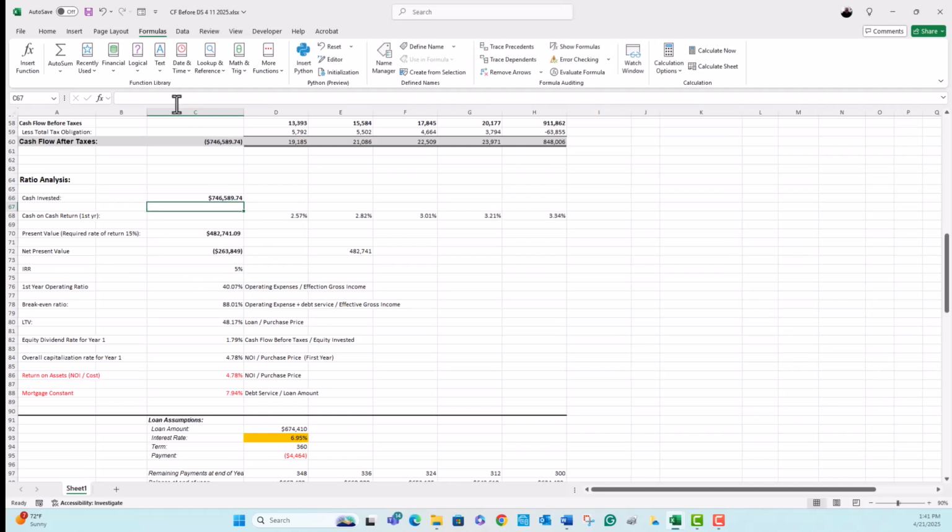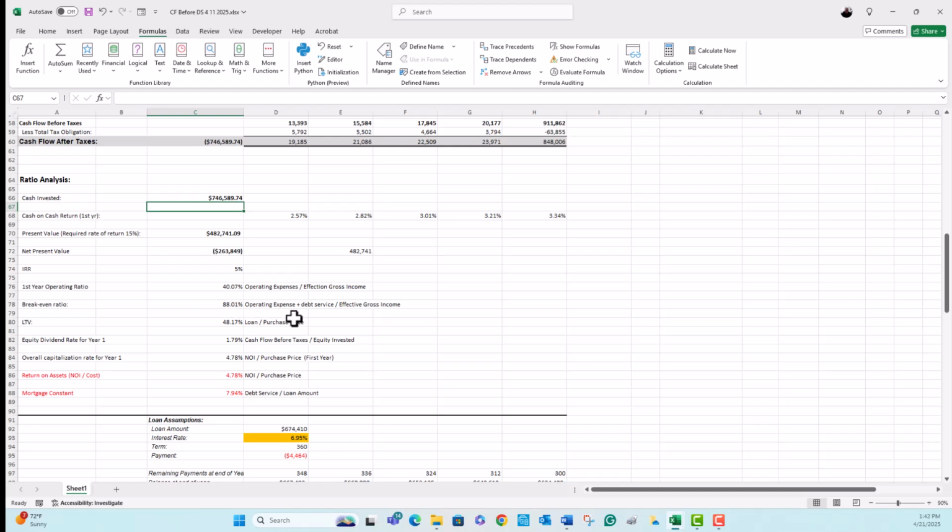Now, the next ratio is the first-year operating ratio. That is just taking the operating expenses of the property and dividing it by the effective gross income, and that's 40.07%. 40% of the income that came in went to pay the operating expenses. It's this next ratio that's a little bit concerning. In fact, it's a lot concerning. If you took the operating expenses and added the debt service to that and divided that number by the effective gross income, the break-even ratio is 88%. You would need to spend 88% of the effective gross income each year to break even. That doesn't leave much for the investor.